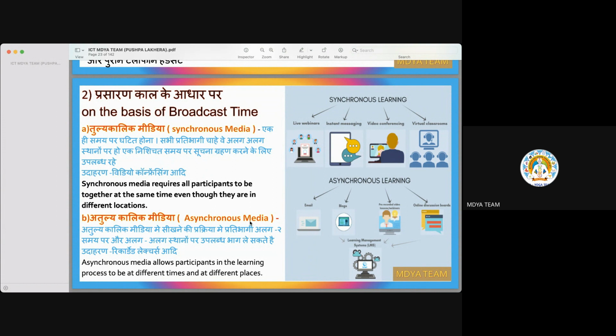Then video conferencing. If you are giving a lecture or presenting a paper in front of a board, lecturers or authorities, then in that video conferencing, whoever is a part of that conferencing should be present at that moment.